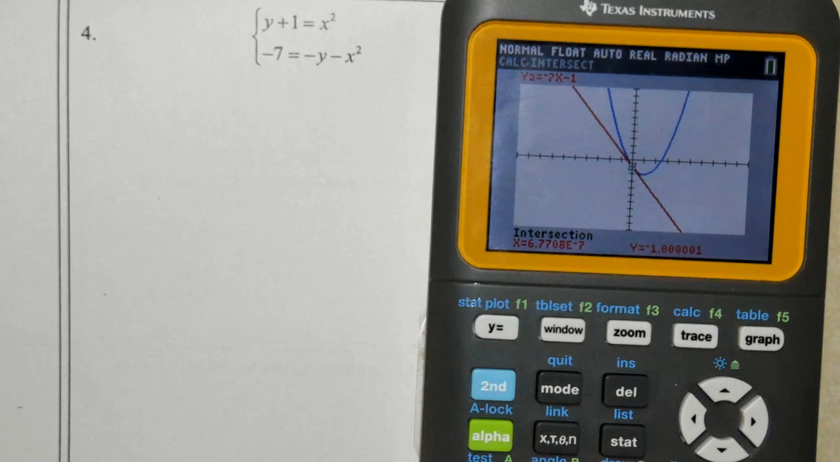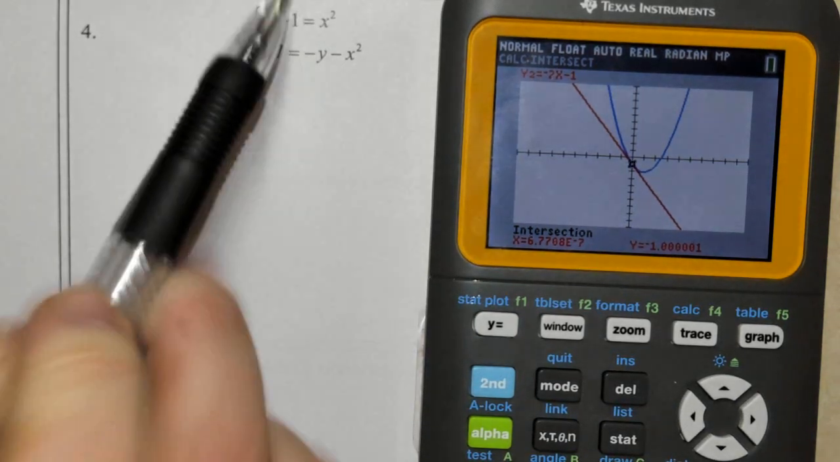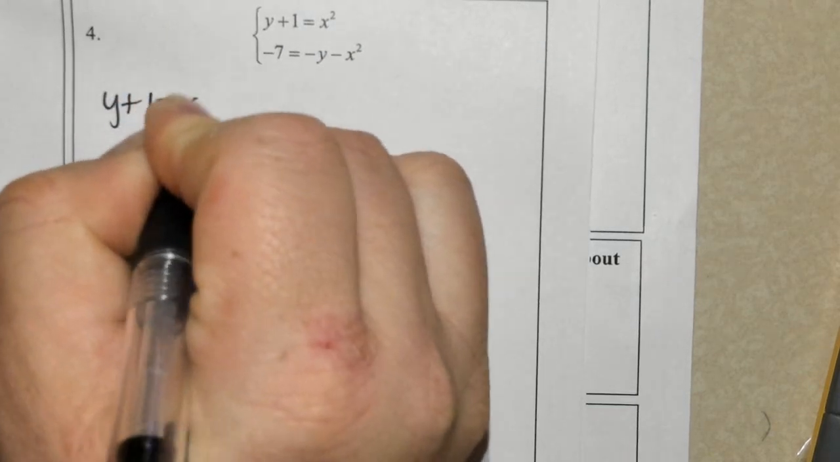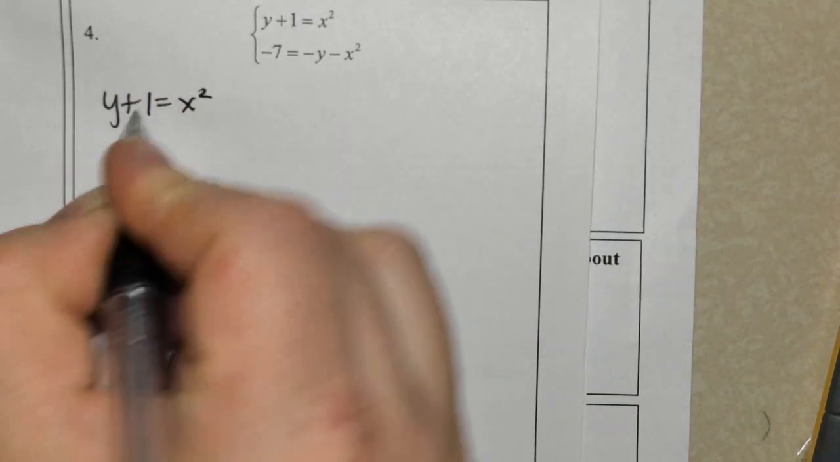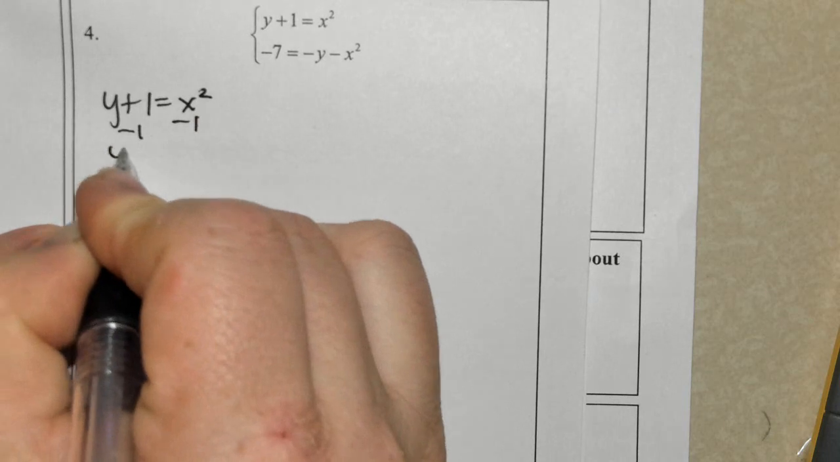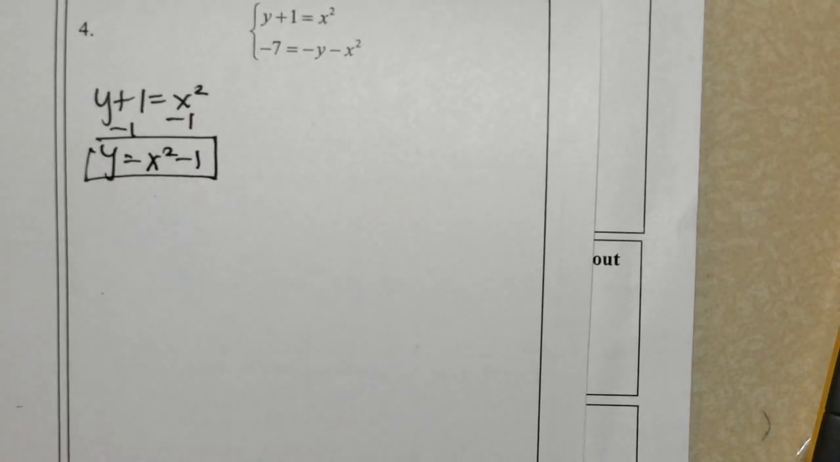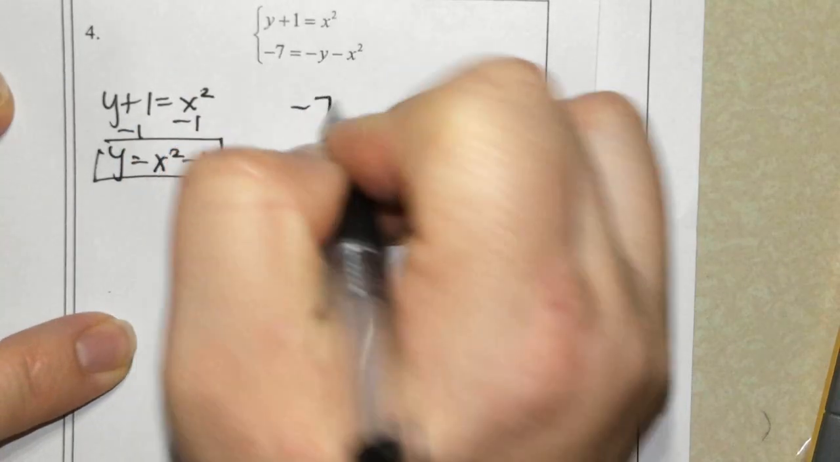Now for number 4, the directions say algebraically, so I need to isolate the y. I have y plus 1 equals x squared. I need to isolate the y by subtracting 1 in this case. y equals x squared minus 1. I'm going to box it in. That's my first equation. Now I'm going to write down the second equation.